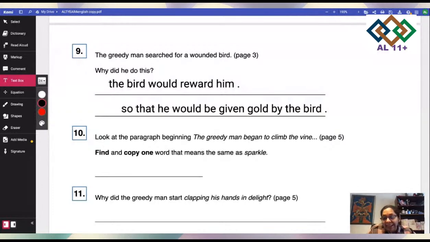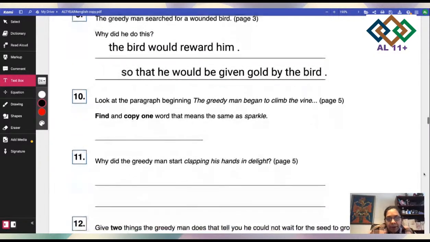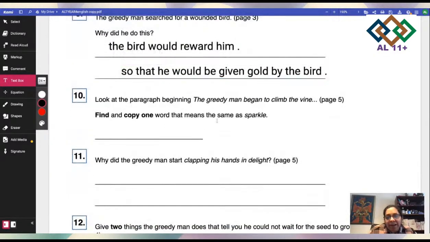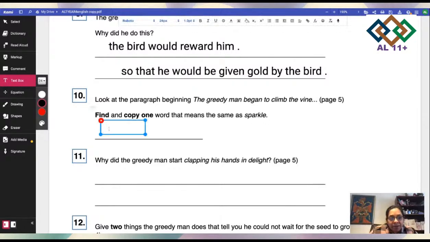So now we are on number 10. Number 10 is, look at the paragraph in the beginning, the greedy man began to climb the mine. Page 5, find and copy one word that means the same as sparkle. So, what does the word sparkle mean? Sparkle means, like, if I say that you have sparkle in your eyes. So, what am I referring that to?